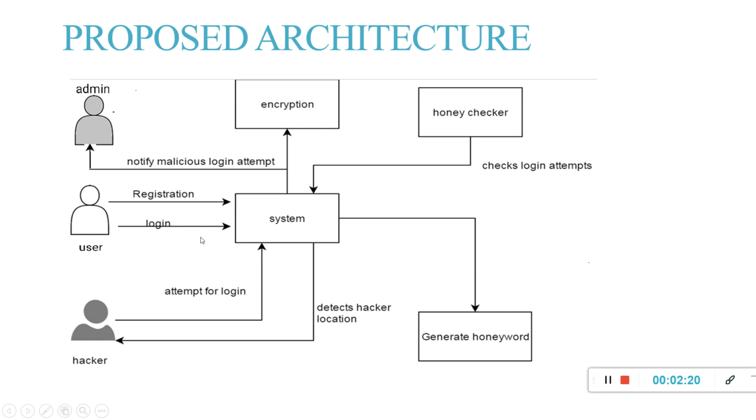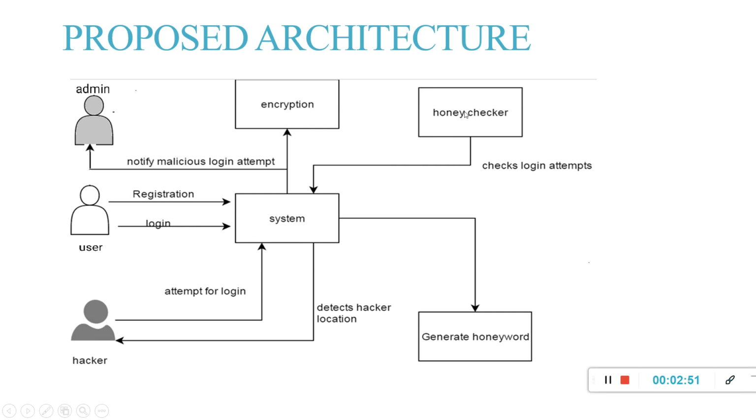Proposed architecture. So the user can register his account. After registration, the system generates the honeywords, that is the fake passwords. So after registration, the user can log in with his username and password and he can do his work. So a hacker tries to get illegal access to the particular user.